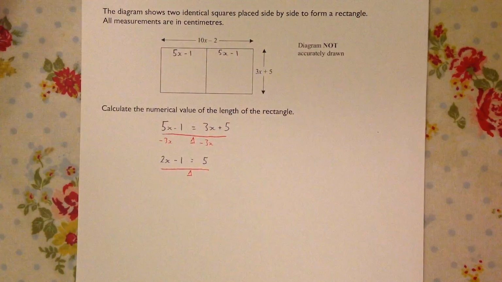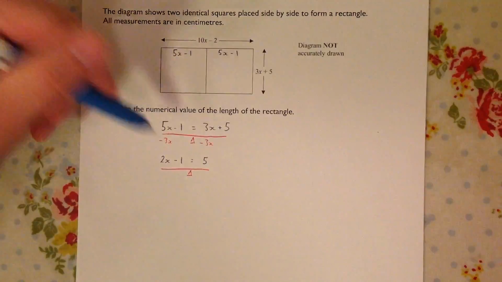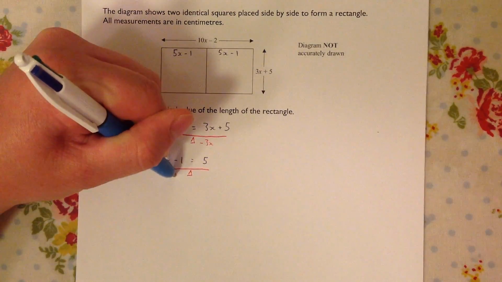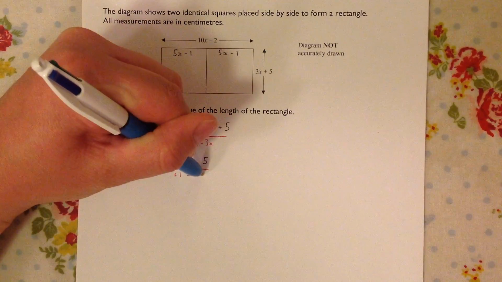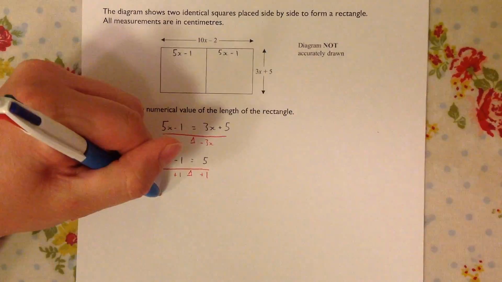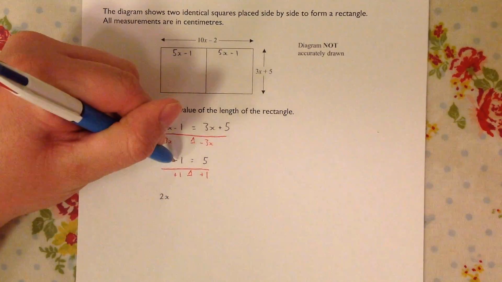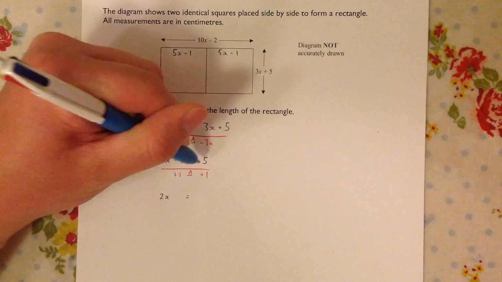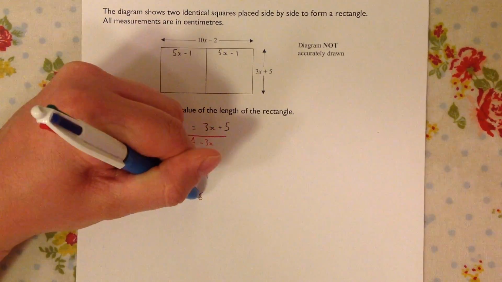So it's looking a lot more simplified now. It's not perfect. I don't know what x equals yet, but I'm well on my way. So the next thing I want to get rid of is this subtract 1. And we do the inverse operation. So we're going to add 1. And again, I'm going to do that to both sides to keep it balanced. So I've now got 2x. This minus 1 and this add 1 cancel each other out. And it's equal to 5 plus 1, 6.